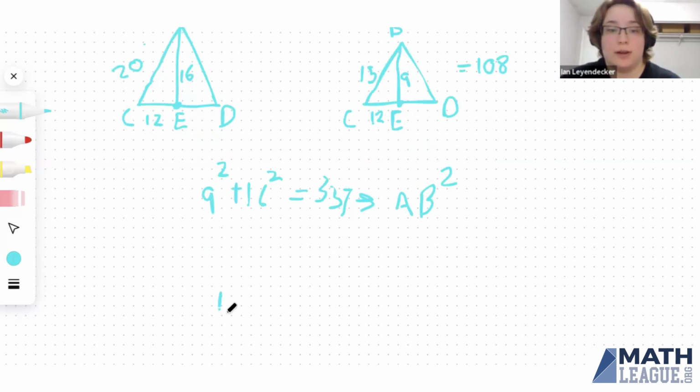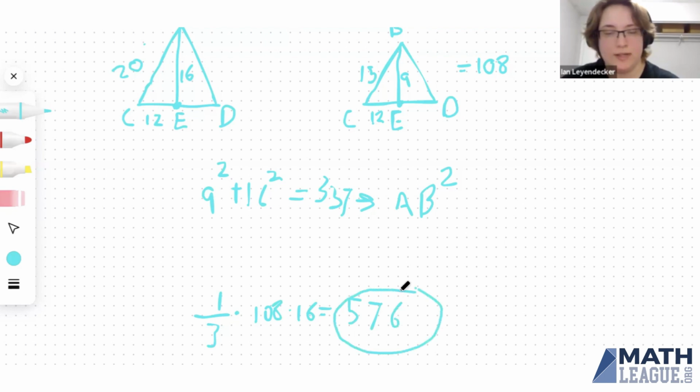And then the volume of this tetrahedron is going to be 1/3 times 108 times 16, or 576.